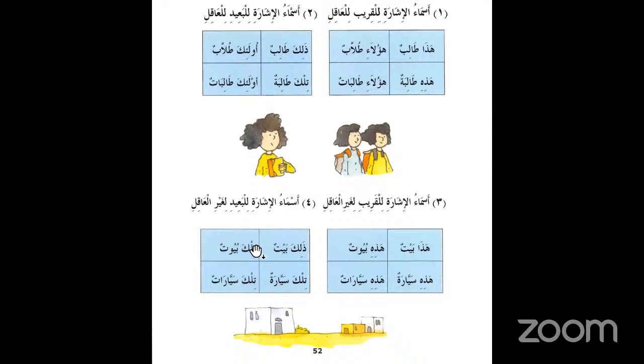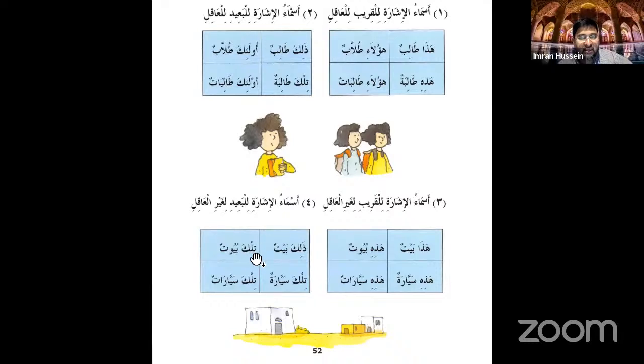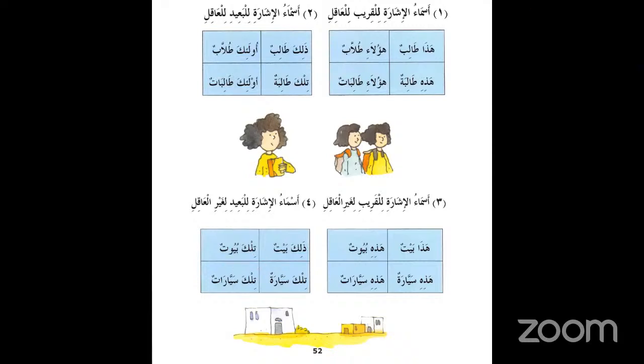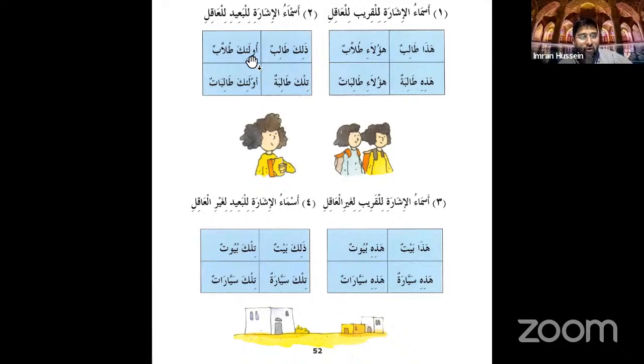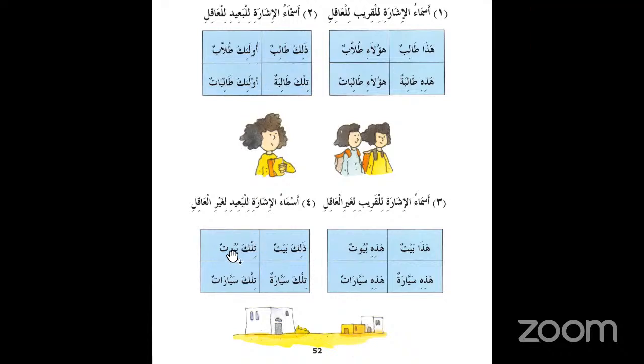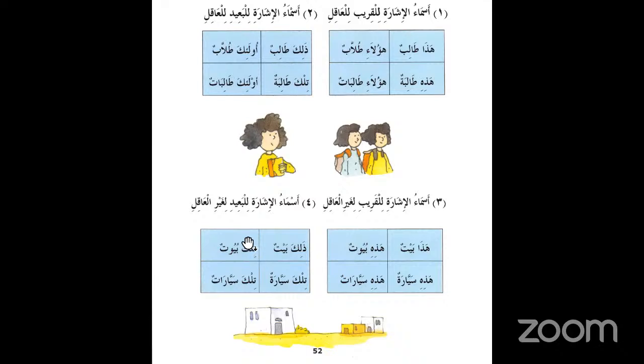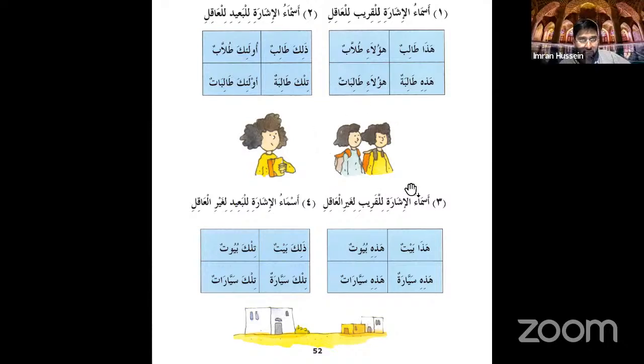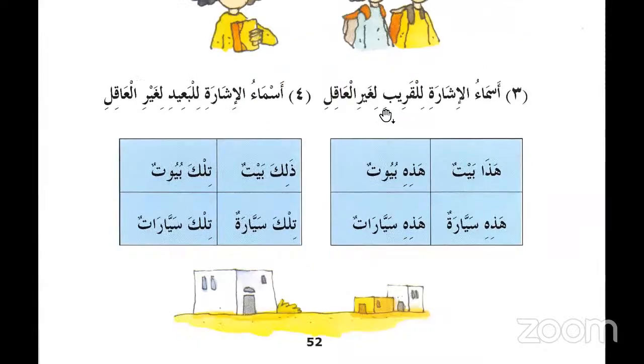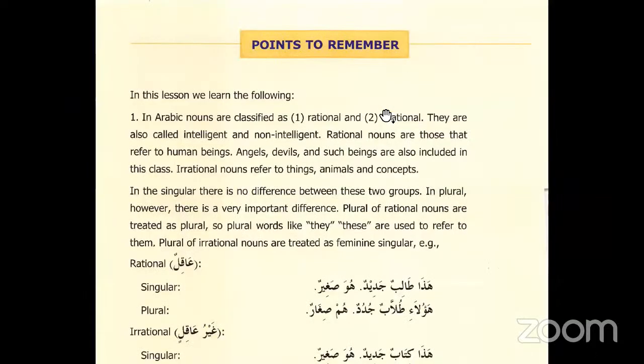But you need to remember one point: tilka normally means that in English. But because buyutun is plural, we as students of Arabic language need to understand we cannot use ulaika, because buyutun is an object. So instead of ulaika, we will have to use tilka. Tilka buyutun, which we will translate in English as those houses. And the next one, tilka sayyaratun, that is a car. And then tilka sayyaratun, those are cars. Is that clear for you?